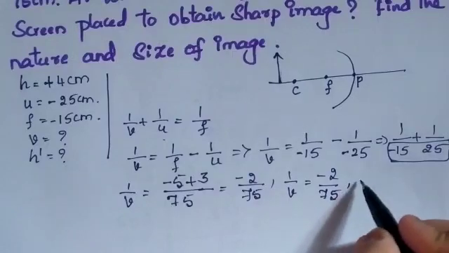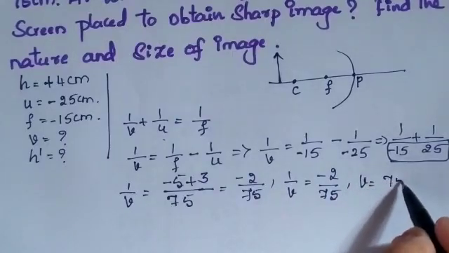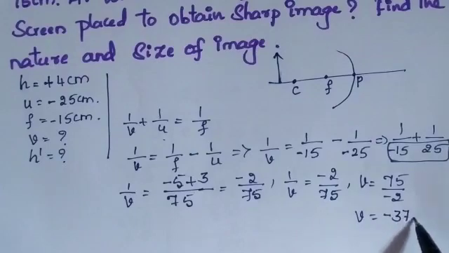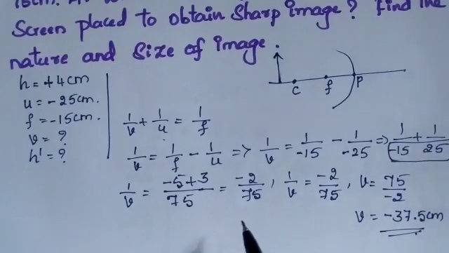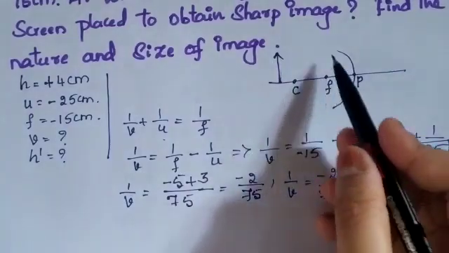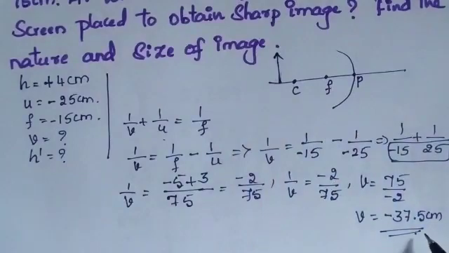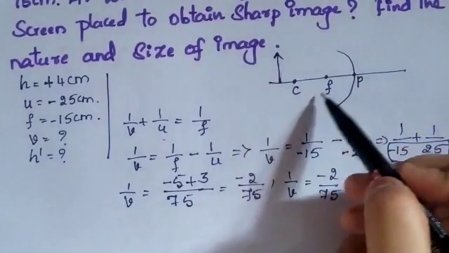What is the V value then? V equals 75 divided by minus 2. So the V value becomes minus 37.5 centimeter. So this is what we have got. The image distance is negative. If you get a negative value, it means the image is formed in front of the mirror.